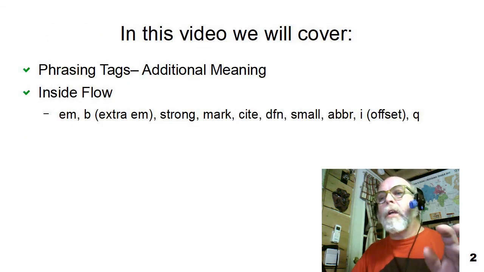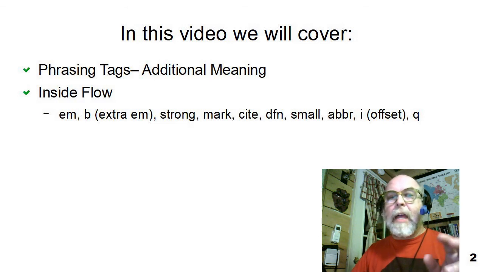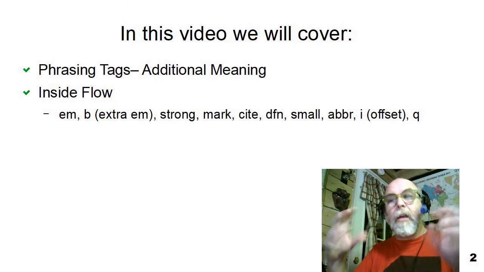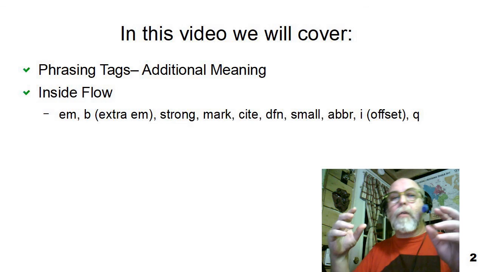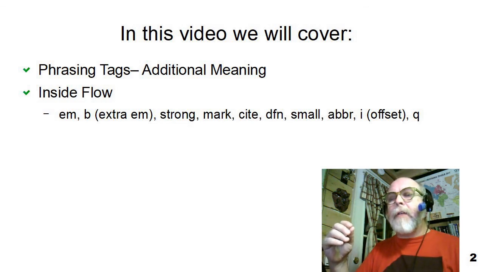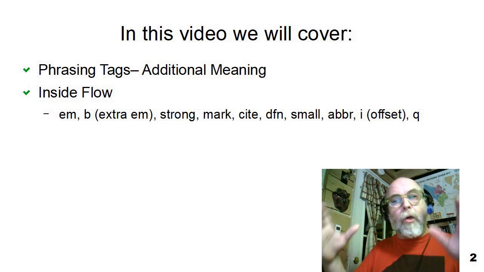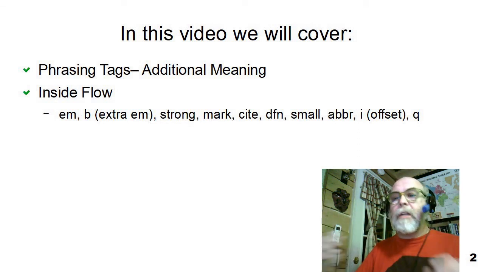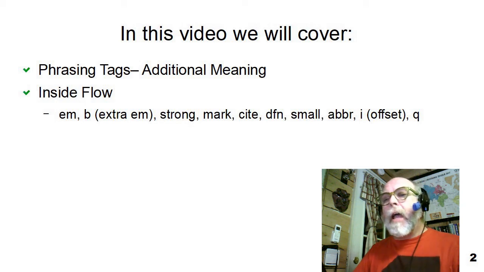In this video, we're going to cover several phrasing tags, and phrasing tags go within flow tags, inside paragraphs, inside articles, inside of headers, and other things. And add additional meaning, not to the whole thing, but to specific words and phrases within the thing. The elements that we're going to talk about are the EM, the B, the strong, the mark, the cite, the DFN, the small, the ABBR, the I, and the Q, and what those HTML tags mean and what they're to be used for.